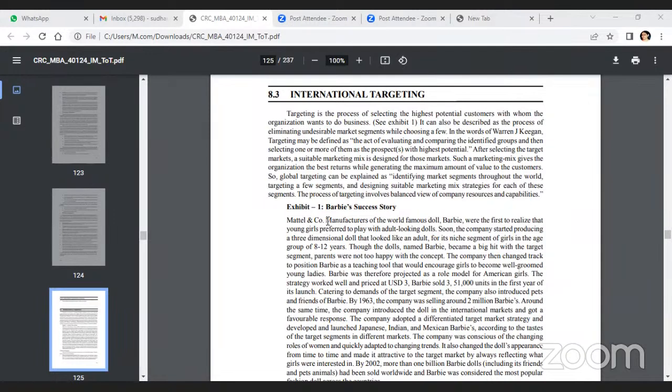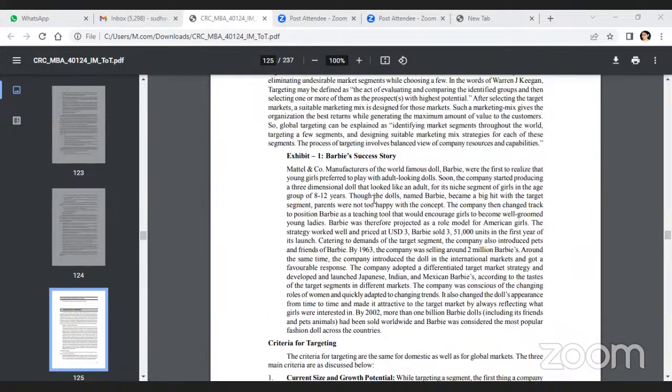We can also describe it as the process of eliminating the undesirable market segments. Of course, instead of saying it in a negative way, let us take it as the act of evaluating and comparing the identified groups and then selecting one or more of them with the highest potentiality. So targeting is identifying the market segments throughout the world, with 1 or 2 segments which are potential in providing good profits to the organization. Okay.